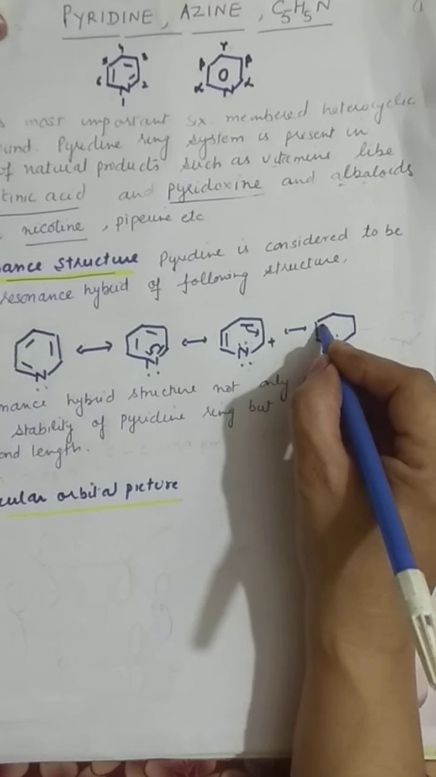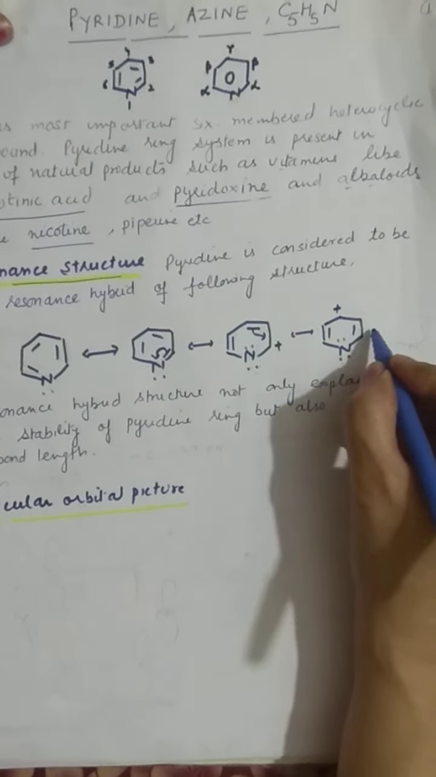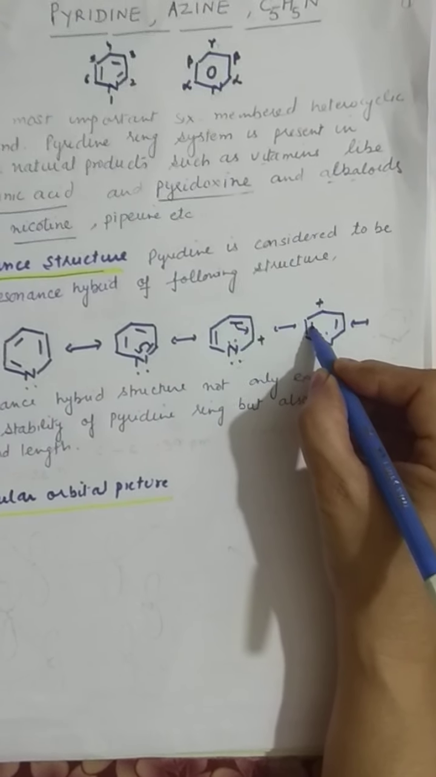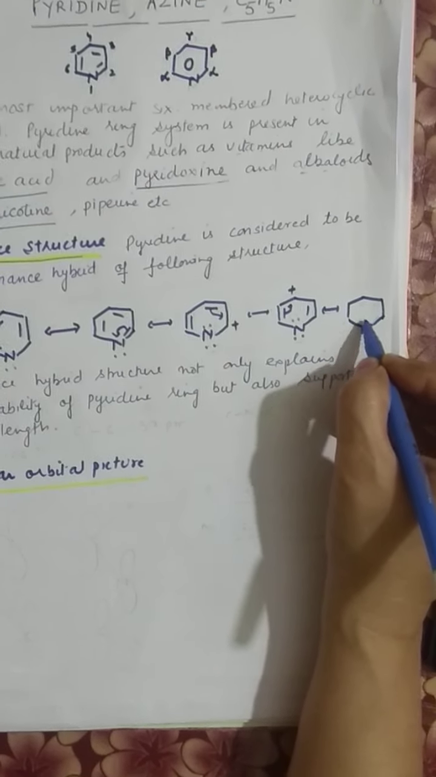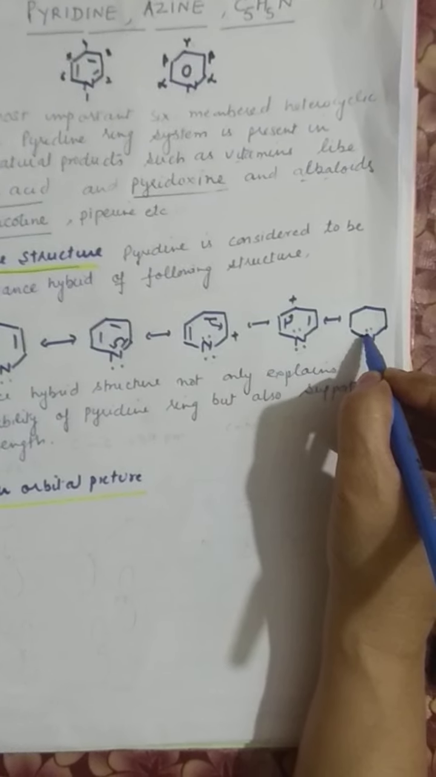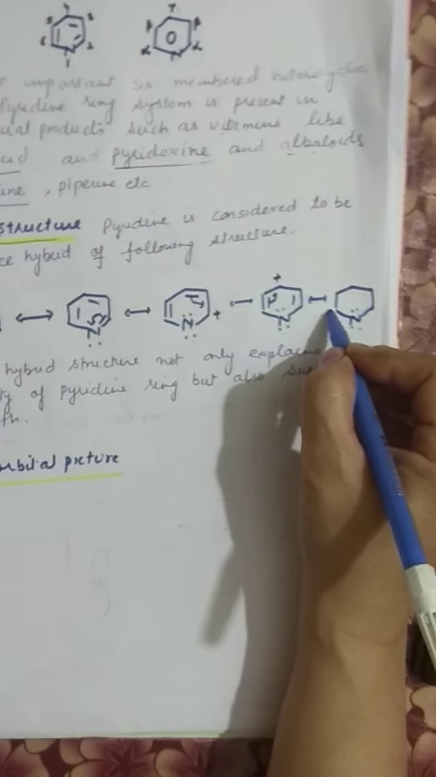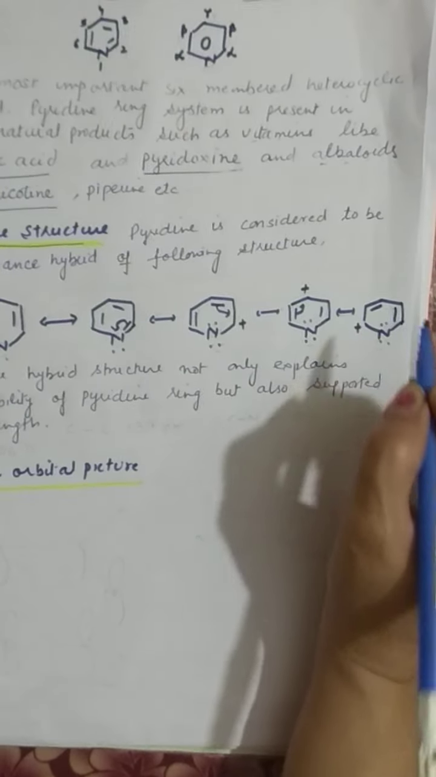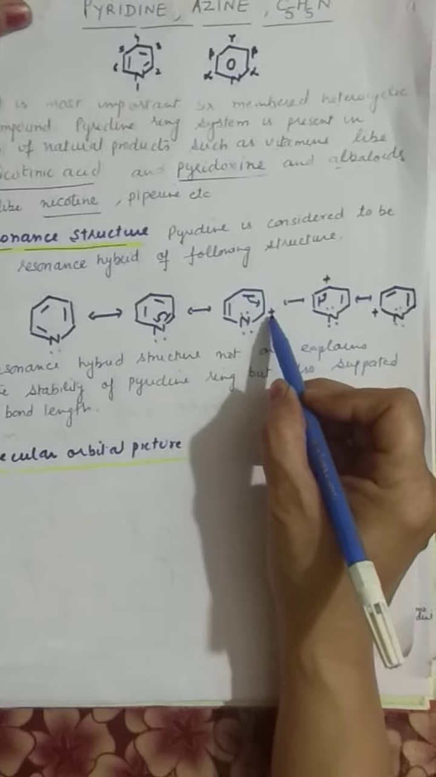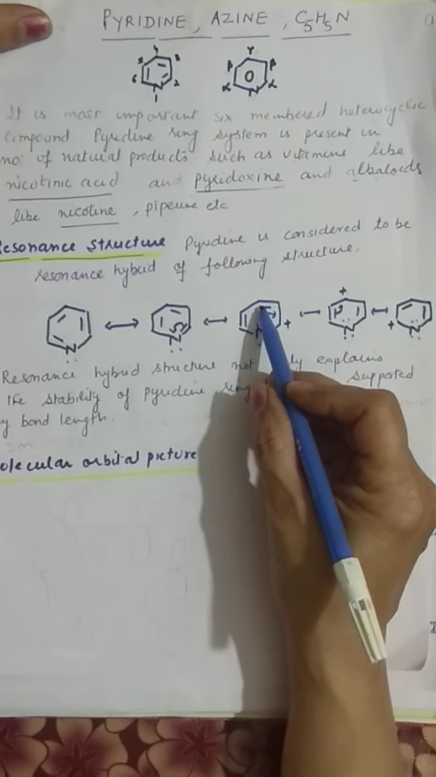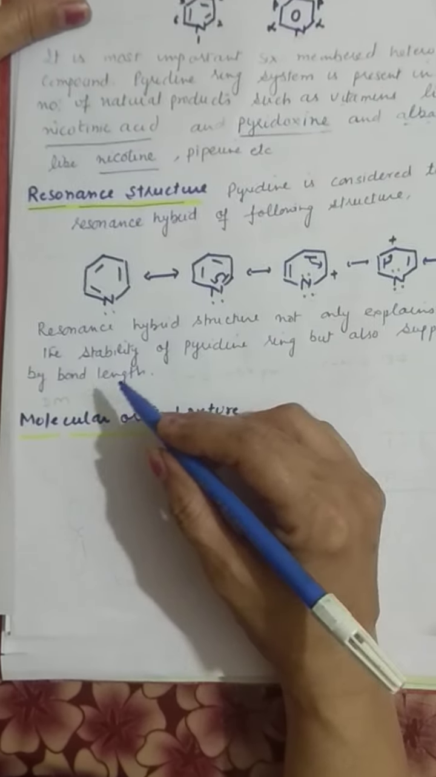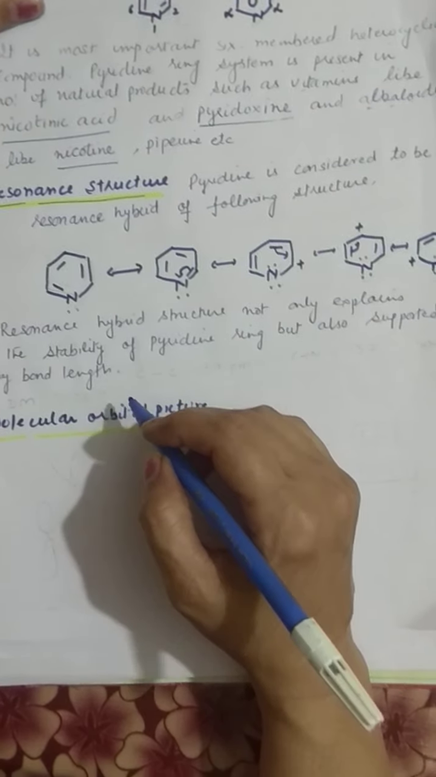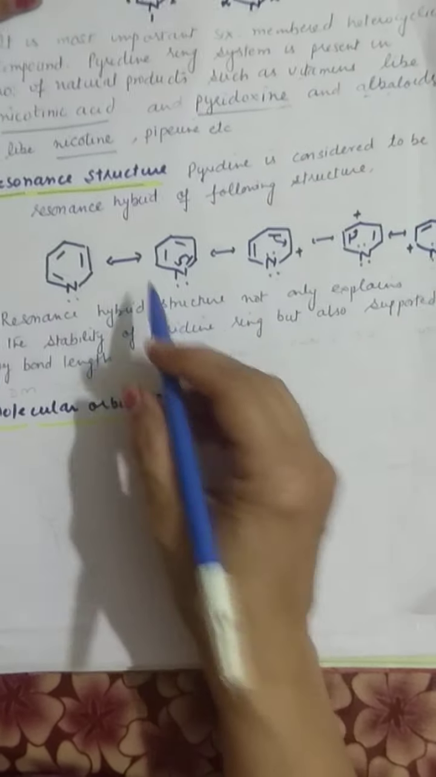See this. In the next structure, this electron density is shifted here. So this nitrogen acquires these two pairs of electrons and this carbon acquires the positive charge. So this means the electron density is less at position number 2 and 4. So the resonance hybrid structure not only explains the stability of the pyridine ring but is also supported by its bond length.